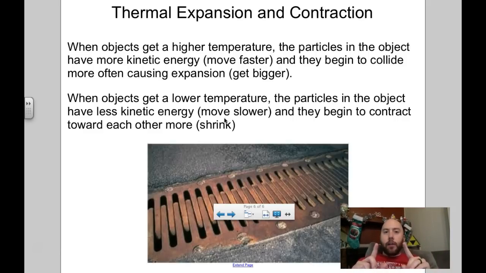When things get hotter, the particles themselves do not get bigger. I'll repeat that. The particles don't get bigger. The particles hit each other more often. They collide more often, and it causes the object to expand, to get bigger. When objects have a lower temperature, meaning when they get colder, they have less kinetic energy, which means the particles slow down, which means they don't collide as much, and the particles will contract towards each other. The particles don't get smaller, the object will get smaller because the particles will contract towards each other.